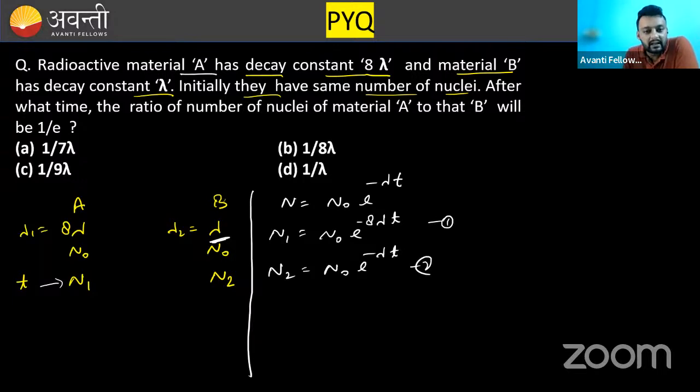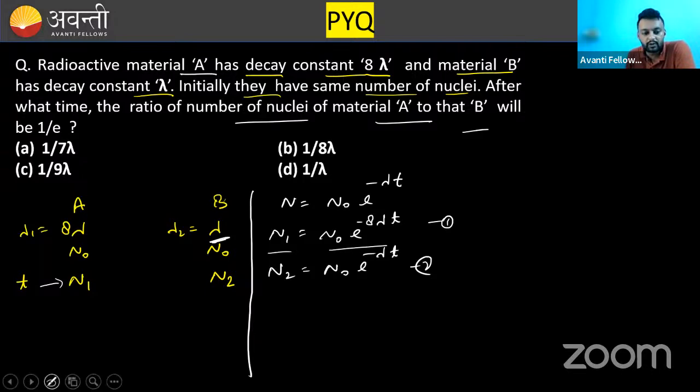Now they are saying the ratio of number of nuclei of material A to B. Ayushi is saying option B. Okay, let's check it.